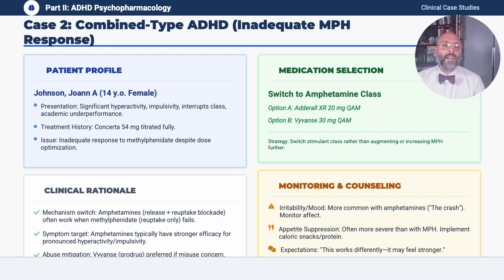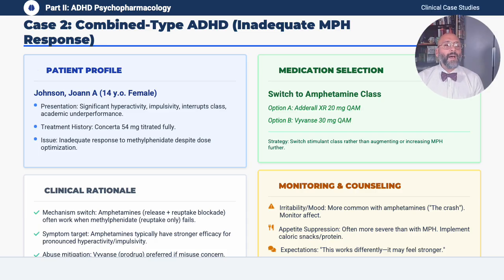So in the right column there, instead of pushing methylphenidate higher or stacking add-ons, the correct answer might be time to switch from methylphenidate to the amphetamine class. So this might be where you would consider Adderall XR 20 milligrams in the morning or Vyvanse 30 milligrams in the morning, because what you're trying to do is change the mechanism, not the dose.